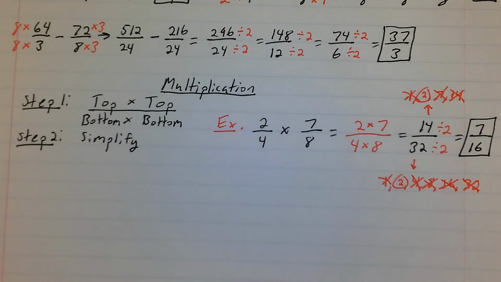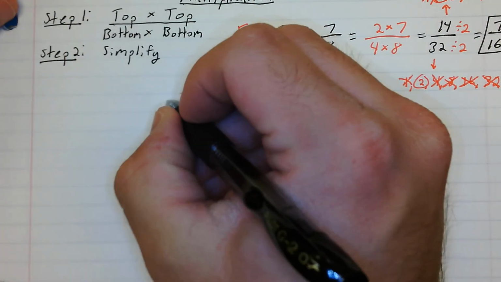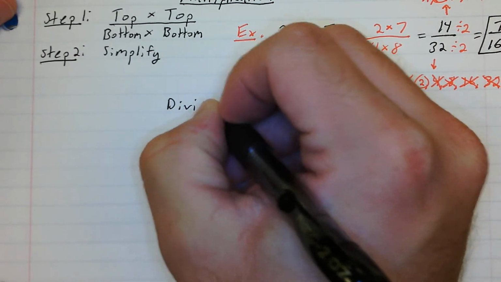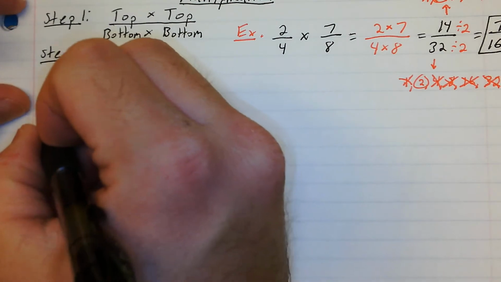So that is how we find the greatest common factor between the numerator and the denominator. So let's move on to the next operation. So next operation is going to be division. Okay, so I'm about to use some big words here.